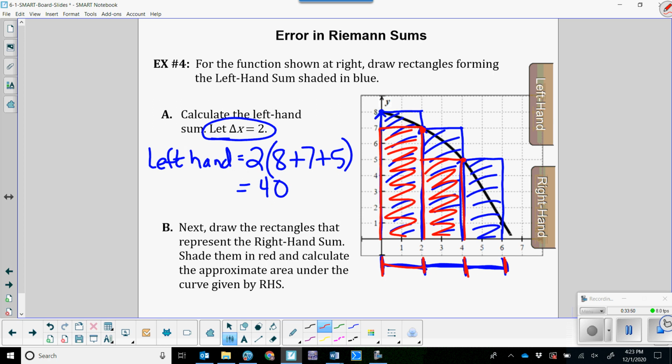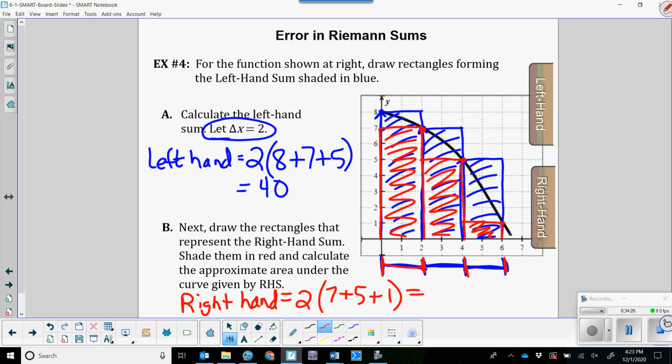And then I go to this last interval. The right-hand side is 6. So I put my dot, and I draw this rectangle right there. So the red represents the right-hand sum, okay? So to do the right-hand sum, we're going to, again, have a width of 2 for every one of them. So all I have to do is take it times each height. So the first height is 7 plus the next height, which is 5, plus the last height, which is 1.